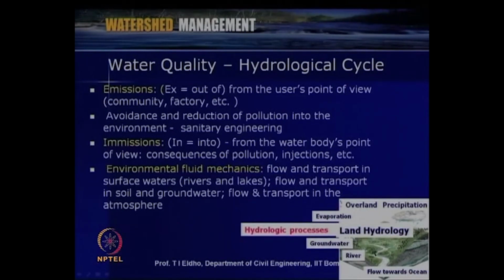So when we deal with water quality modeling within the perspective of the hydrologic cycle or within the perspective of a watershed, we have to deal with emissions. That means what is coming out, from the user's point of view, from the community, what is emitted, like sewage, or from the factory what kind of effluent is coming. So, like that, emissions. So, avoidance and reduction of pollution into the environment. That is generally what we will be discussing in these related issues, like in sanitary engineering or environmental engineering.